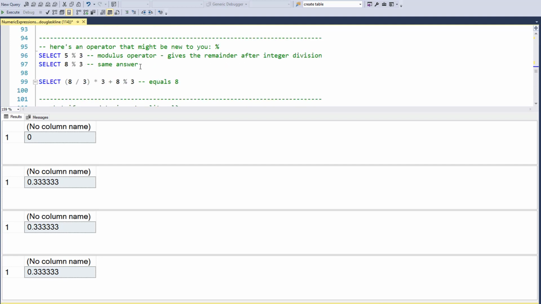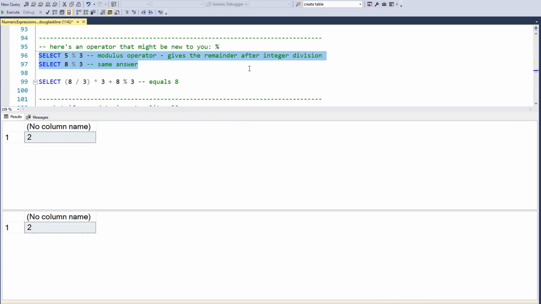So here's an operator that you might not know. This is the percent character, and it is the modulus operator, and it gives the remainder after integer division. So notice if I say 5 modulus 3, or modulo sometimes people say, 5 % 3, 5 divided by 3 is 1, but there's 2 left over, so the 2 is the leftover, right? 8 divided by 3 is 2, and 2 times 3 is 6, so there's 2 left over again. So the modulus operator gives you the leftover.